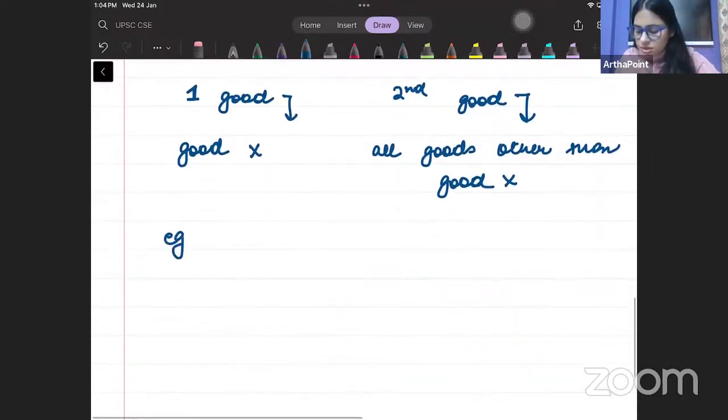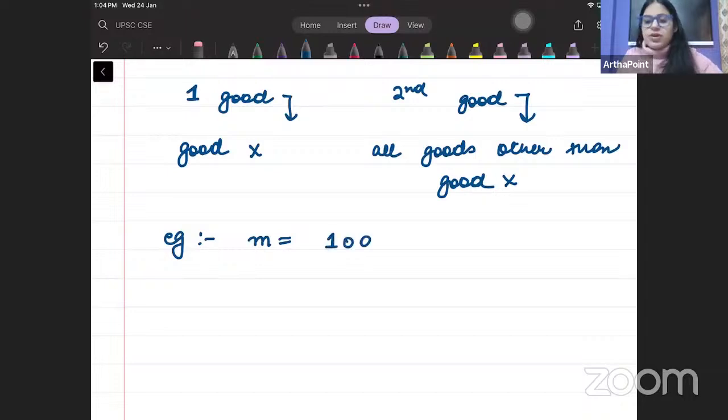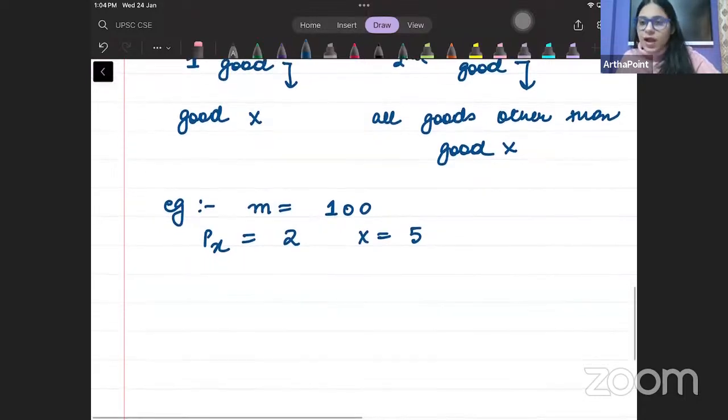Example. But I am saying you that you have 100 rupees. आपके पास 100 रुपए हैं. You have 100 rupees with you. And I am telling you that price of good X is 2 rupees and you are buying 5 units of good X. How much money are you spending on good X?